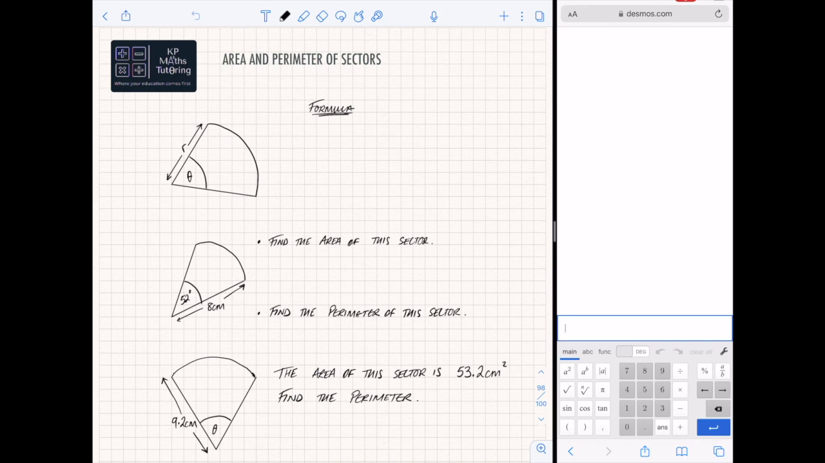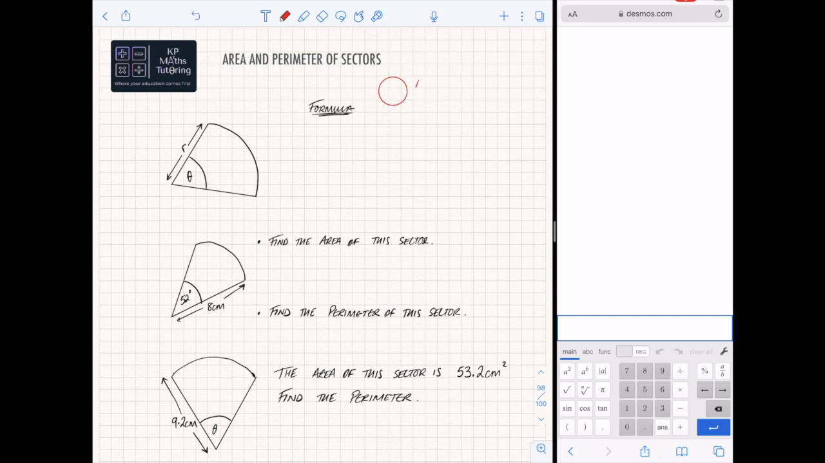So in this one, what we're going to be looking at is area and perimeter of sectors. You probably want to make sure you're happy with circles and you understand how to find the area and the circumference of a circle, first of all. And if you are, then you can jump straight into this and have a little look at area and perimeter of sectors. But let's quickly recap circles first of all anyway.